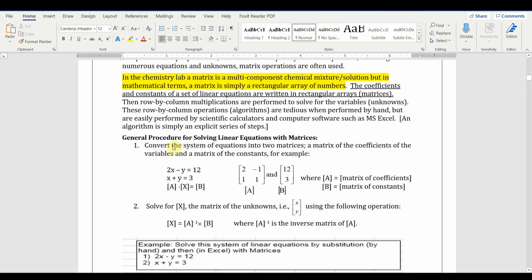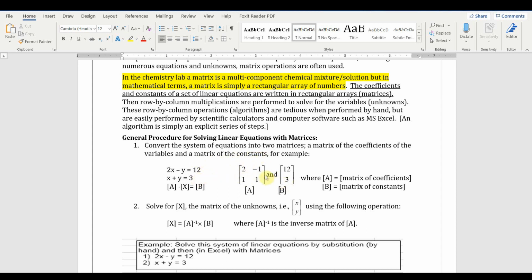Here's the general process for solving linear equations with matrices. So here are two linear equations. 2x minus y is 12, x plus y equals 3. Two equations, two unknowns. We should be able to solve for the unknowns. What you do is convert the equations into two matrices, two rectangular arrays of numbers. And here's the matrix of the coefficients of the variables, 2, minus 1, 1, and 1. And a matrix of the constants. The constants are 12 and 3.